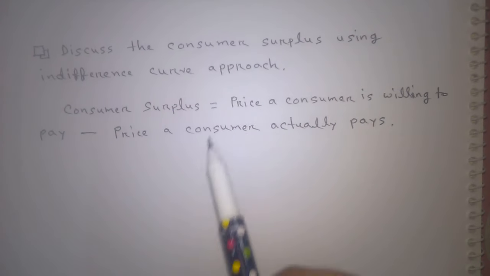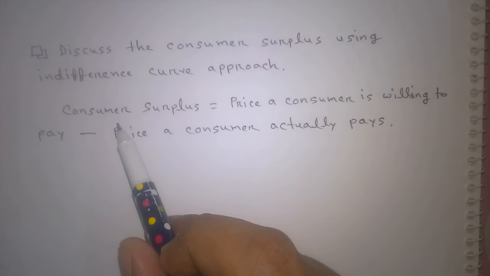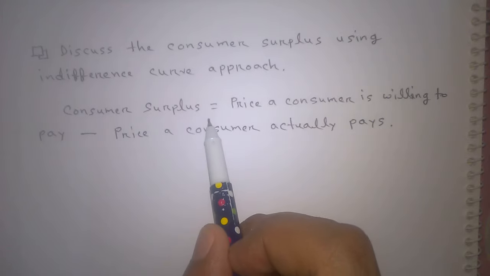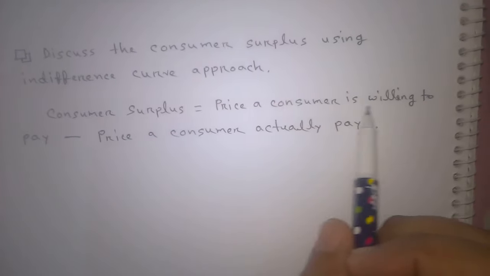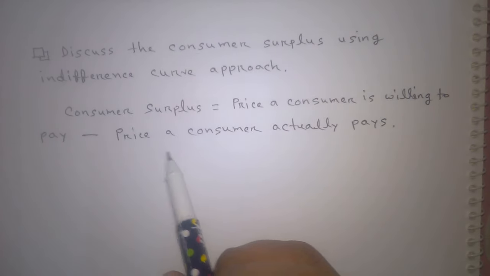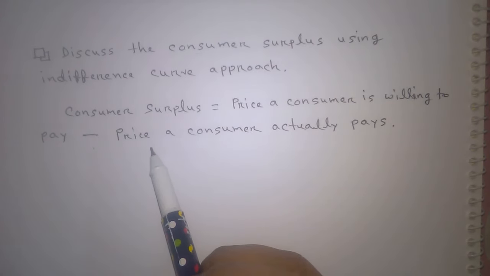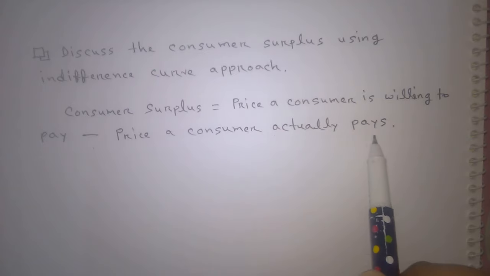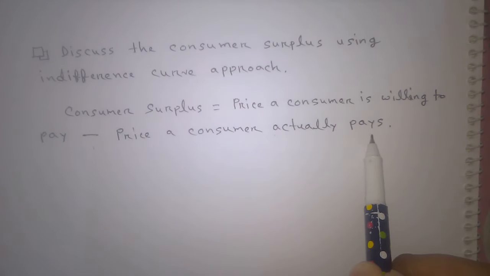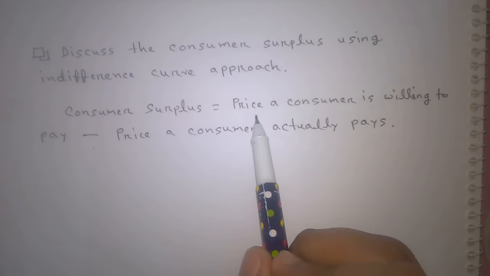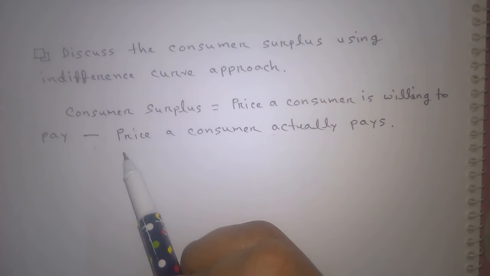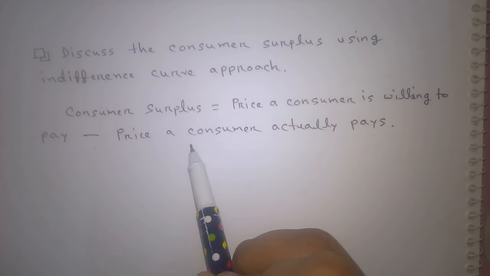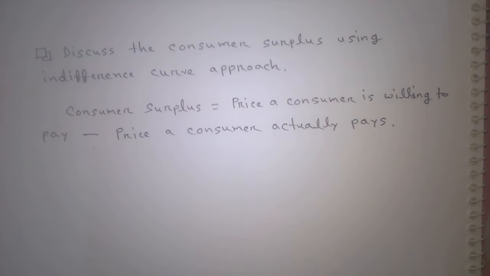You can see there is a formula written here: consumer surplus is equal to the price a consumer is willing to pay, subtracting the price a consumer actually pays. So there are two things. One is the price a consumer is willing to pay minus the price a consumer actually pays. So how does it actually work?